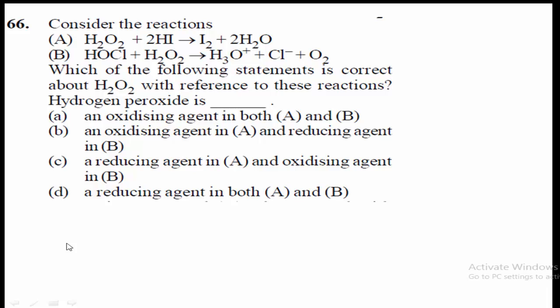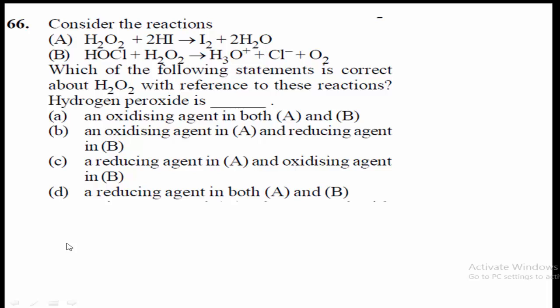The 66th question. Consider the reactions. A. H2O2 plus 2HI gives I2 plus 2H2O. B. HOCl plus H2O2 gives H3O plus Cl minus plus O2. Which of the following statements is correct about H2O2 with reference to these reactions? Hydrogen peroxide is an oxidizing agent in both A and B.